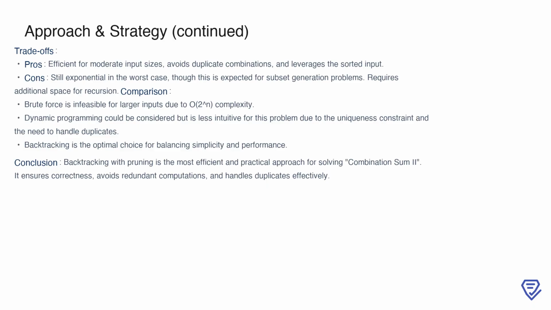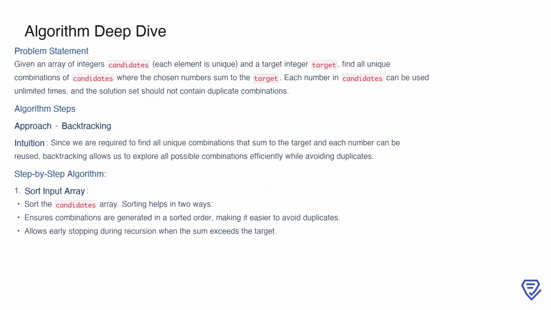sum 2 problem. To solve the combination sum 2 problem, we need to find all unique combinations of integers from a given array that sum up to a specified target. Importantly, each number in the array can be used multiple times, but duplicate combinations should not appear in the results. The most efficient way to handle this is by using a backtracking approach.